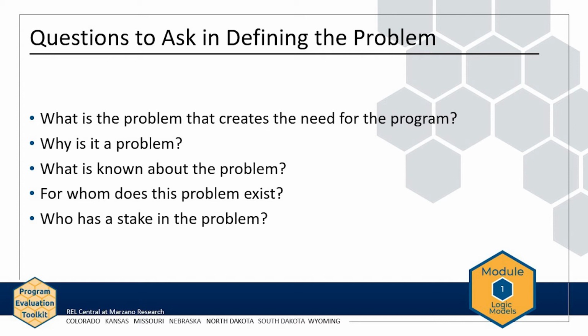Finally, consider the stakeholders in the problem. For whom does the problem exist? Or, whom does the program seek to benefit? For example, does the problem affect students, teachers, or families? Also, who has a stake in the problem, or who has a voice in what happens? For example, if the problem is impacting students, who should be at the table to discuss the solution? Stakeholder input and views are critical to understanding the context in which a problem exists.